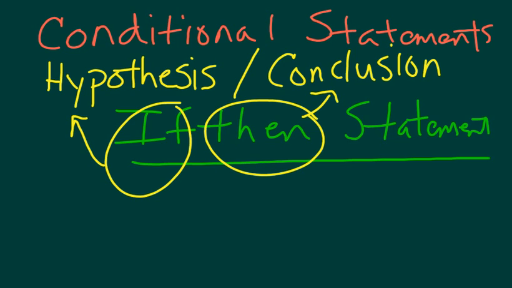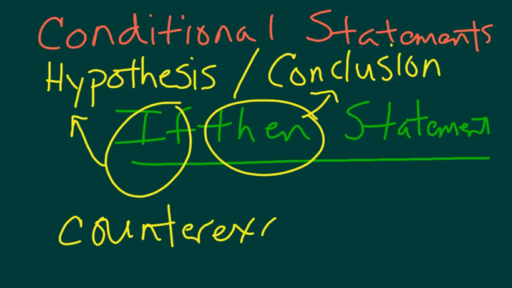Now, in math, an if-then statement could be true or it could be false. Some of them are true, some of them are false. If you can find just one place where it's false, that is called a counterexample. A counterexample is what you use to prove if something is true or false. Let me show you how it works.